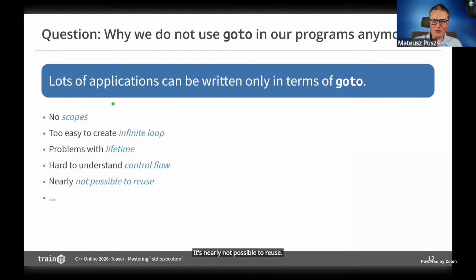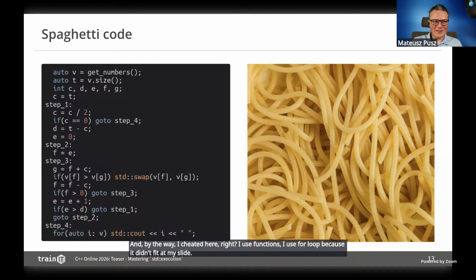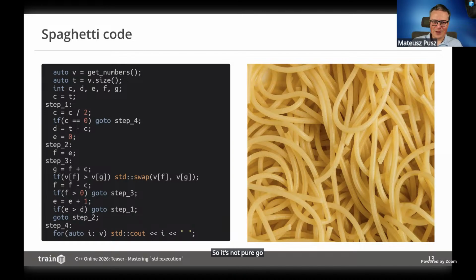You can still write code with GoTo today, but that is so-called spaghetti code. And by the way, I cheated here, right? I use functions and a for loop because it didn't fit on my slide, so it's not pure GoTo like in the 60s. But this works. This is some sorting algorithm. Do you know why it's called spaghetti code?